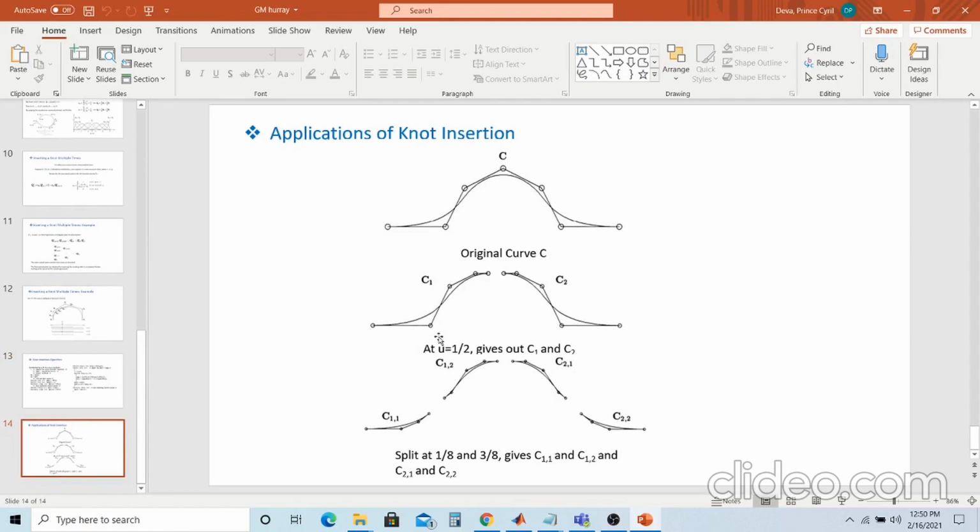This slide shows the applications of knot insertion. The application shown here is splitting a cubic curve. If we start with the original curve C that you can see here, and then we split it at u equal to 1/2, resulting in the curves C1 and C2, which are then split at 1/8 and 3/8, resulting in the following curves C11, C12, C21 and C22.